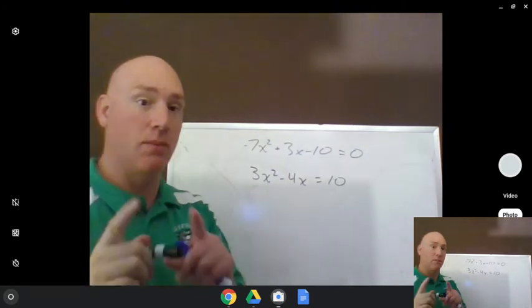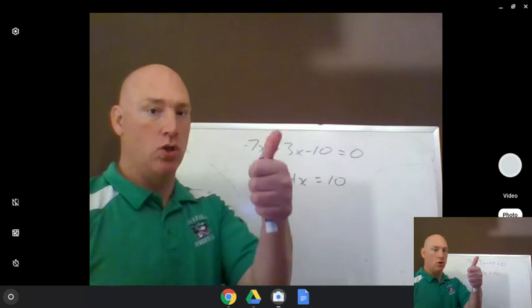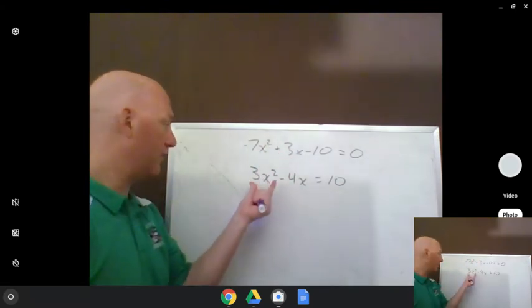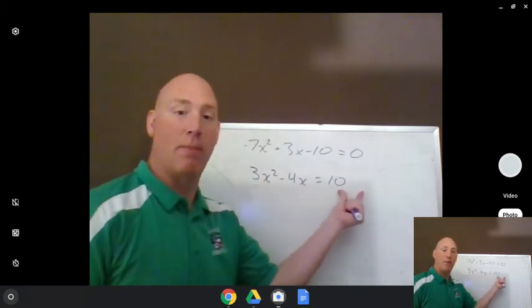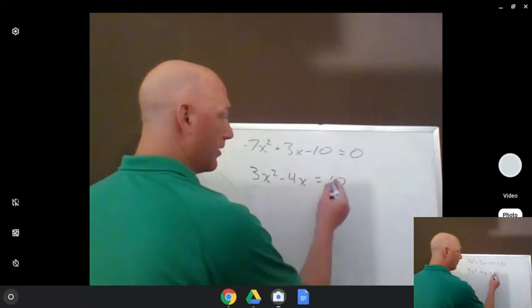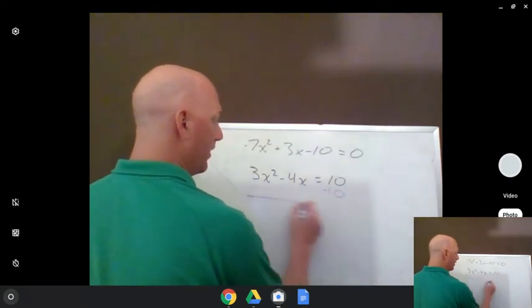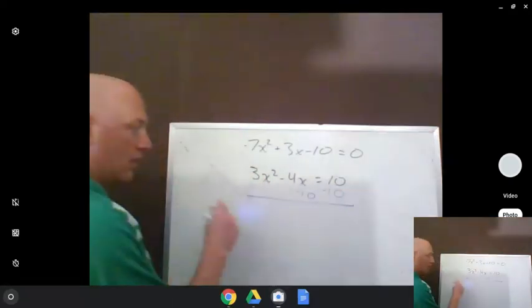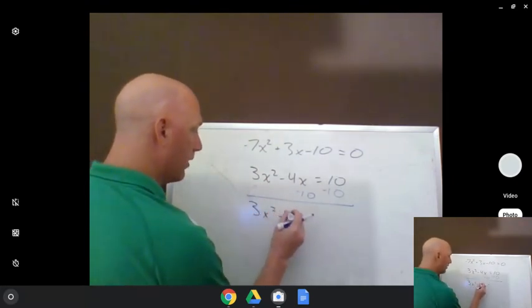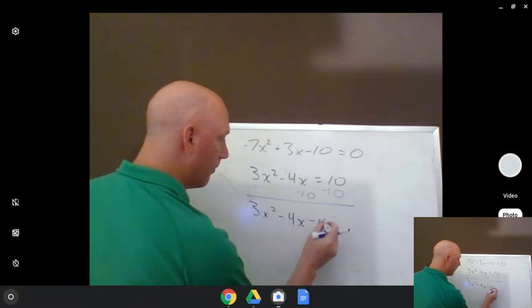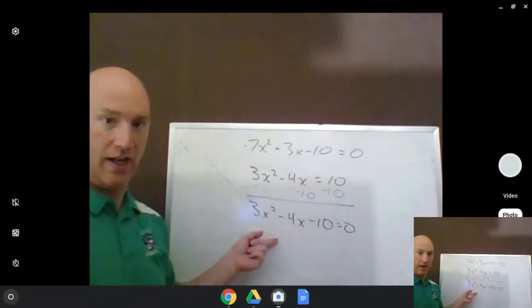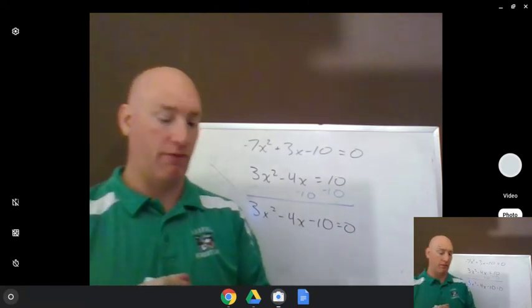So the tips to moving into standard form, you always want the a to be positive. So you look, the x squared is already positive, so I'm going to leave that over here. Now I'm going to bring everything else to the other side by either addition or subtraction. Since it's a positive 10, I will subtract 10 from both sides, and then we end up with 3x squared minus 4x minus 10 equals 0. Now we are in standard form, okay? So that's going to be the first thing we look at.